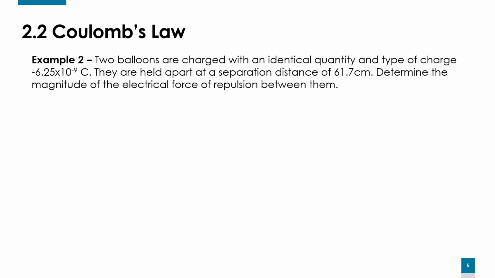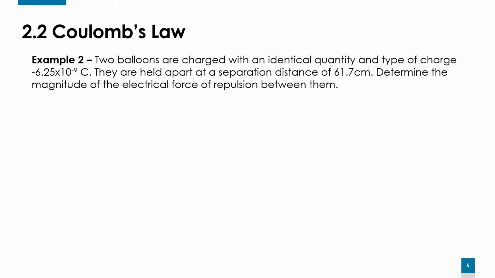Example 2. As I told you, I'm just going to read one time, then the second reading, I'm going to highlight. Example 2. 2 balloons are charged with an identical quantity and type of charge, minus 6.25 times 10 to the power minus 9 Coulomb. They are held apart at a separation distance of 61.7 centimeters. Determine the magnitude of electrical force of repulsion between them.